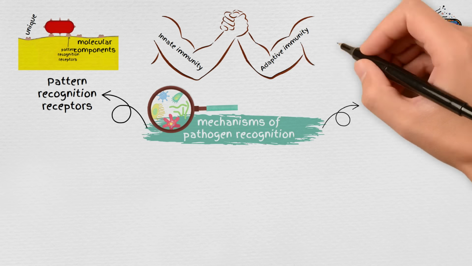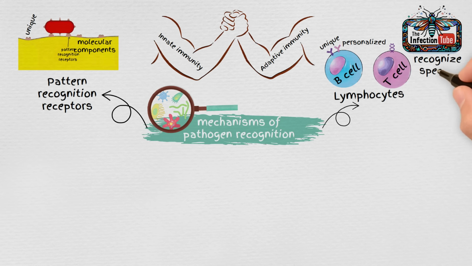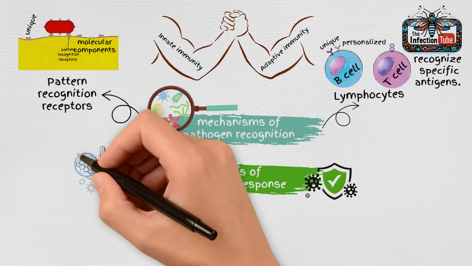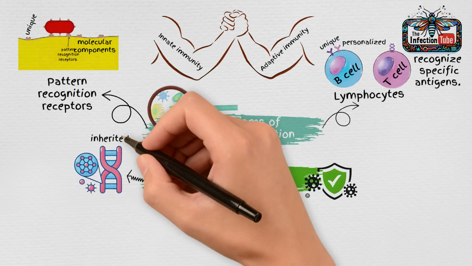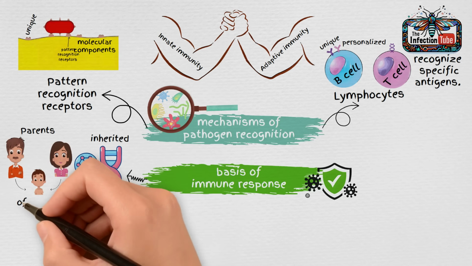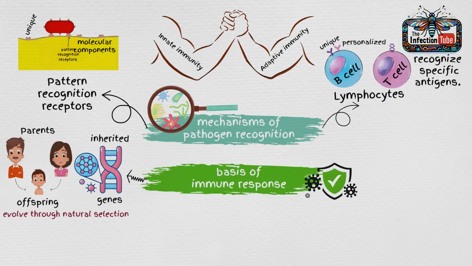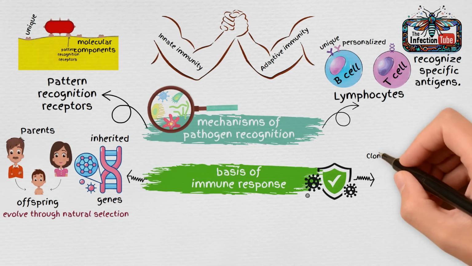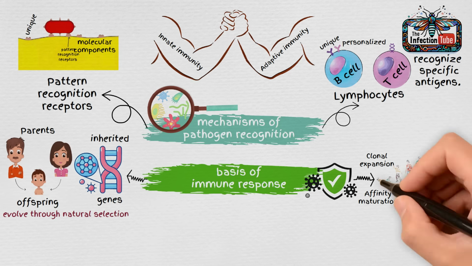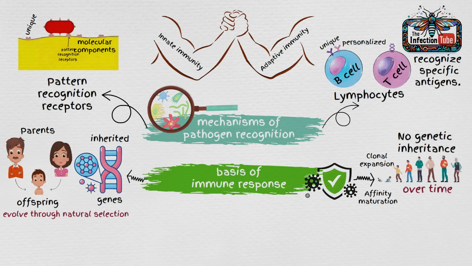While adaptive immunity relies on unique personalized receptors on T and B lymphocytes that recognize a vast array of specific antigens. Regarding the basis of immune response, innate immunity is grounded in inherited genes encoding PRRs, allowing these immune responses to be passed from parents to offspring and to evolve through natural selection. On the other hand, adaptive immunity involves clonal expansion and affinity maturation, processes developed within an individual's lifetime, refining the immune response over time without genetic inheritance.